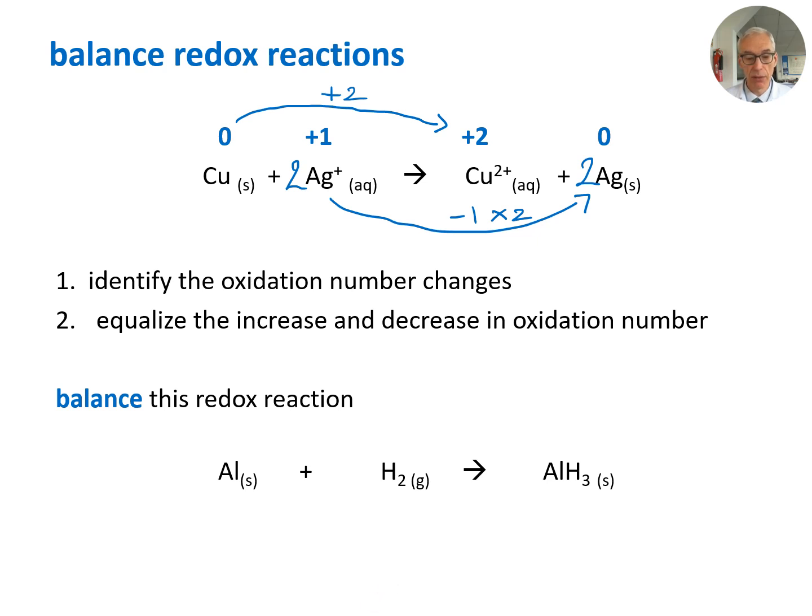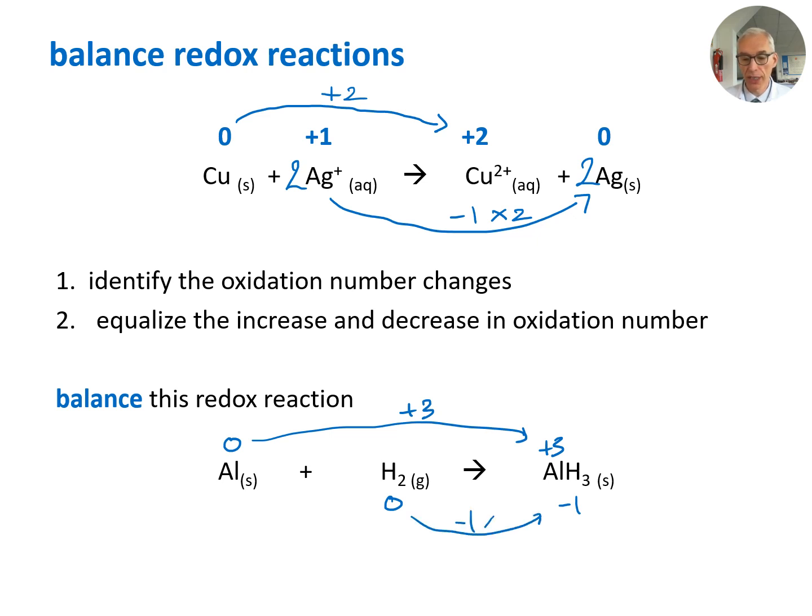Okay, so aluminium is at 0 and aluminium is at +3. So we've got an increase of +3 in the oxidation number. Hydrogen is at 0 and here it is -1. This is aluminium hydride, reminding you of a rule: hydrogen is always +1 except in metal hydrides. So that's a decrease of -1.